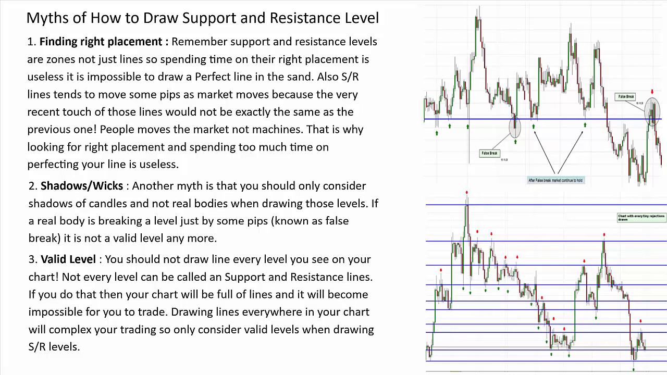Myths of how to draw support and resistance levels. 1. Finding the right placement. Remember, support and resistance levels are zones, not just lines, so spending time on their right placement is useless. It is impossible to draw a perfect line in the sand. Also, SR lines tend to move some pips as the market moves, because the very recent touch of those lines would not be exactly the same as the previous one. People move the market, not machines. That is why looking for the right placement and spending too much time on perfecting your line is useless.